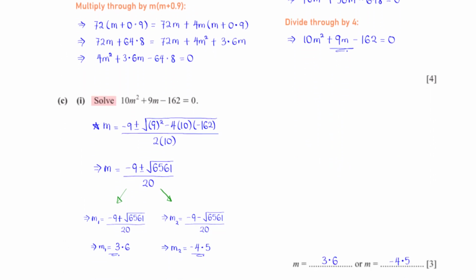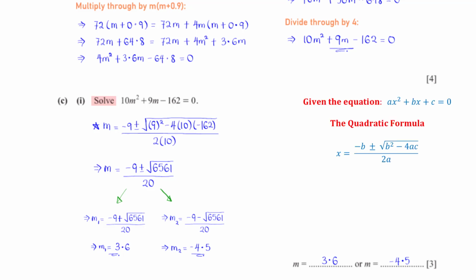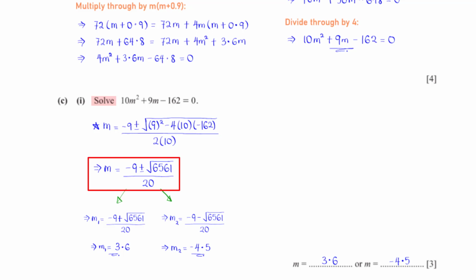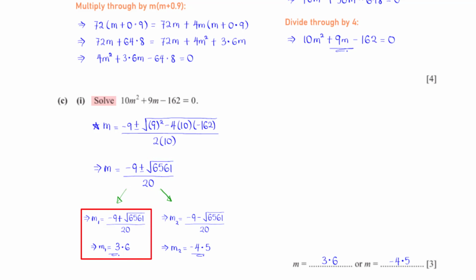Solve 10m squared plus 9m minus 162 equals 0. We can solve this equation using the quadratic formula. When we apply the quadratic formula to this equation, this is what we have. The numbers under the square root, 9 squared minus 4 times 10 times negative 162 gives us 6,561. And for the denominator, 2 times 10 is 20. For the first possible value of m, we have 3.6. And for the second possible value of m, we have negative 4.5.